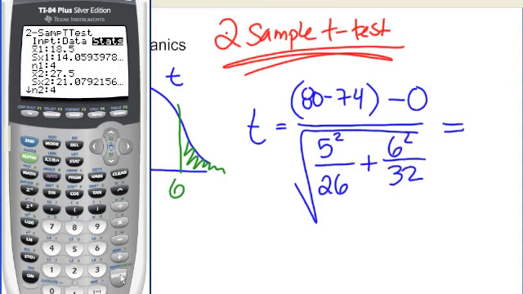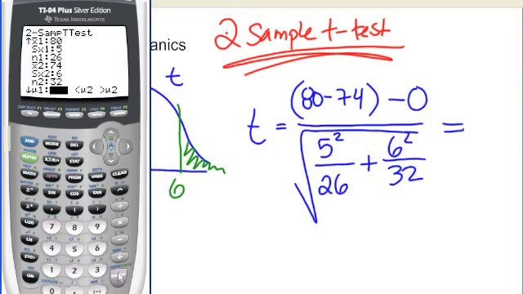Group 1 had a mean of 80, a standard deviation of 5, and a sample size of 26. All of those numbers come from the story problem. Next one had a mean of 74, standard deviation of 6, sample size of 32. Oh, and then you'll notice there's more. This is where we specify our alternative hypothesis. Ours is not equal to. The answer to pooled is always no. And then we can calculate.